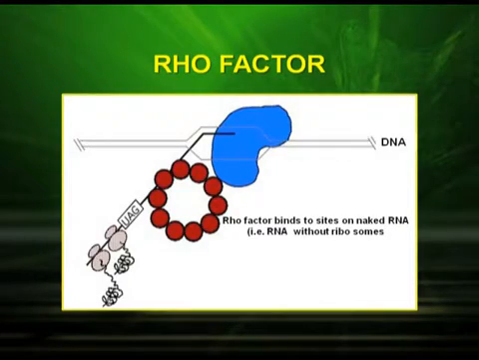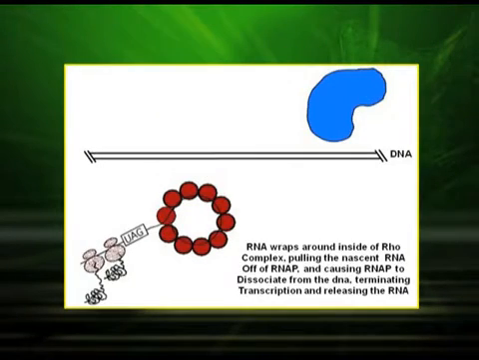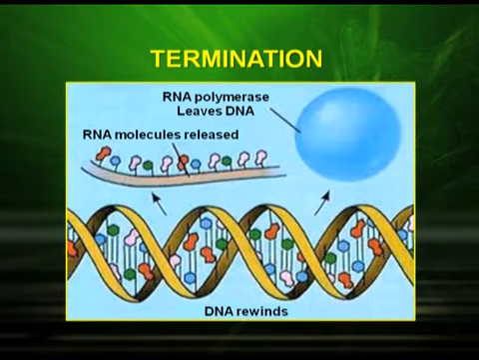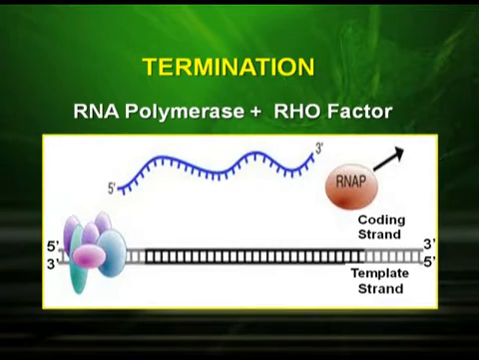The next picture shows the rho factor. The rho factor is a terminator factor which helps in the termination of the RNA nucleotide chain. The picture shows the rho factor has dissociated and the nascent RNA has moved out of the DNA. So, the termination process is complete. The RNA polymerase then leaves the DNA and the RNA molecule is released. So, the RNA polymerase comes out along with the rho factor.